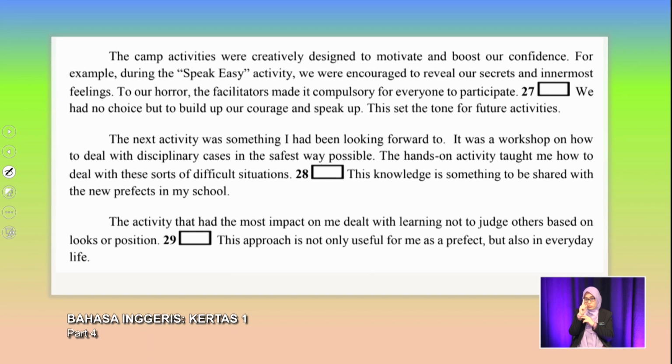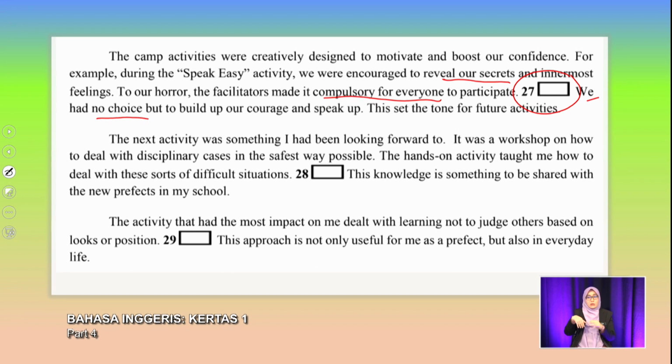This set the tone for the future activities. So here, in order to answer number 27, the sentence that comes before is talking about revealing our secrets and inner feelings, and then everyone has to participate. Compulsory. And then the next sentence, we had no choice. No choice, meaning compulsory.